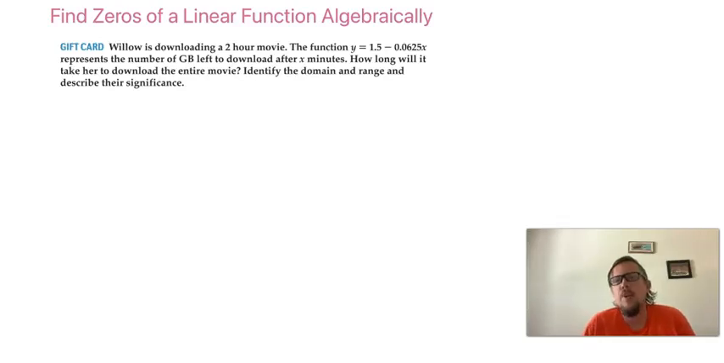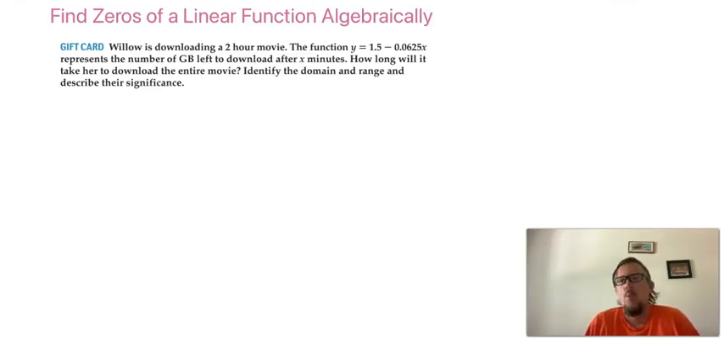Willow is downloading a 2-hour movie. The function y equals 1.5 minus 0.0625x represents the number of gigabytes left to download after x minutes. How long will it take her to download the entire movie? Identify the domain and range and describe their significance.